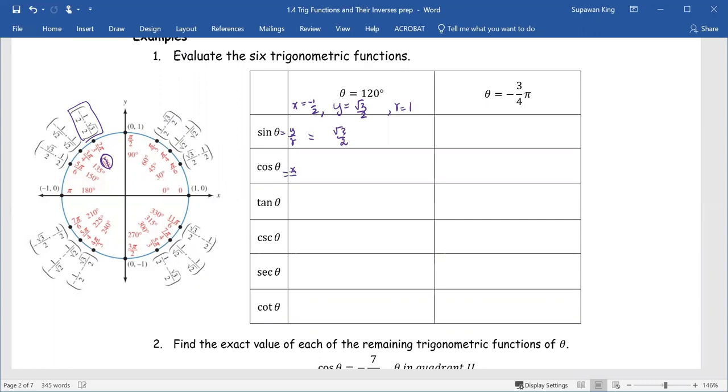The cosine is x over r, or negative 1 over 2. The tangent is y over x, or negative square root 3. The cosecant is the reciprocal of sine, or 2 over square root 3. The secant theta is 1 over cosine theta, or negative 2. The cotangent is 1 over tangent theta, or negative 1 over square root 3.